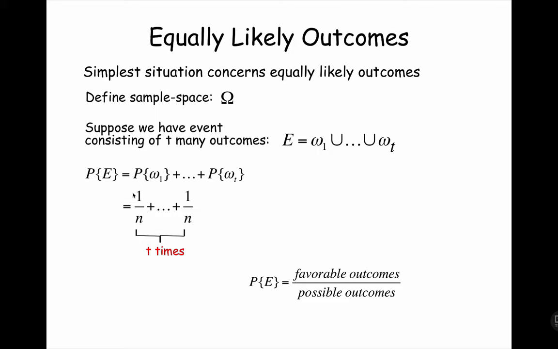So in this case, we have T of these events, omega, that are unioned together to form our complex event E. So for each one, it's 1 over n plus 1 over n plus 1 over n, T many times. So that's just T times 1 over n, or T over n.